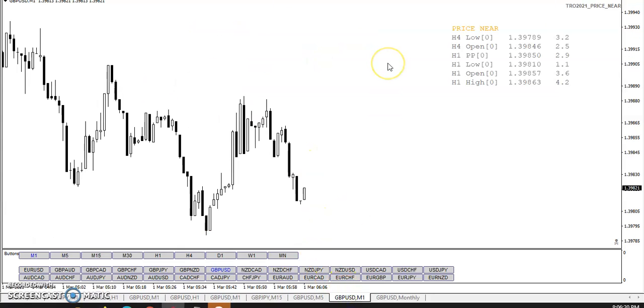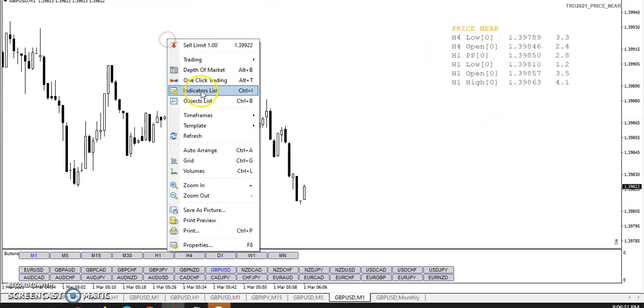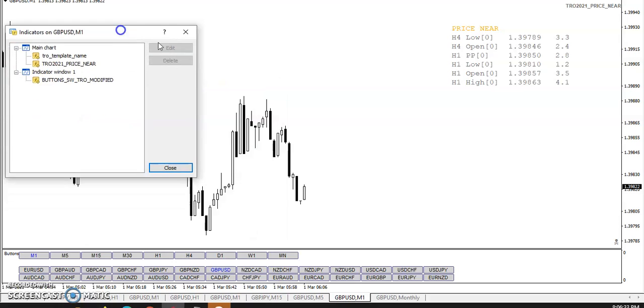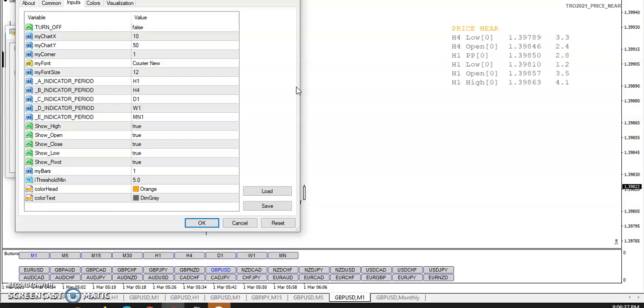I got one more trick up my sleeve for you guys in this batch of indicators, and it's the price near indicator. What this does is it tells you what levels price is near, so you don't have to have a bunch of lines on your chart, because sometimes things can get pretty messy. The way I set it up, you can look at the high, open, low, close, and the pivot.